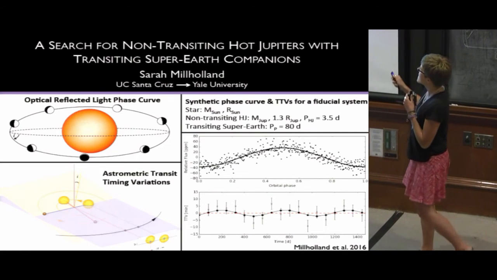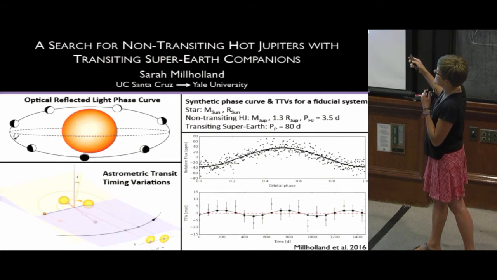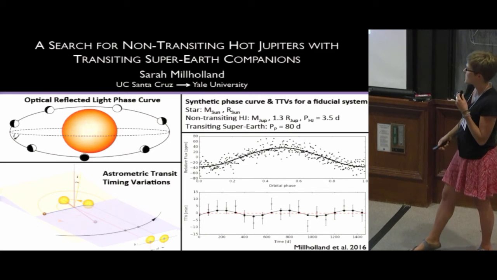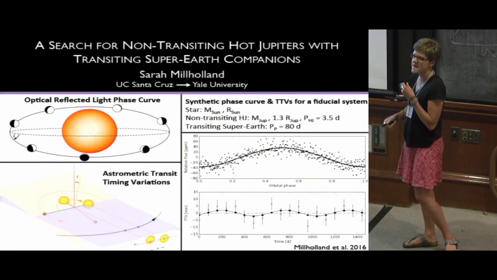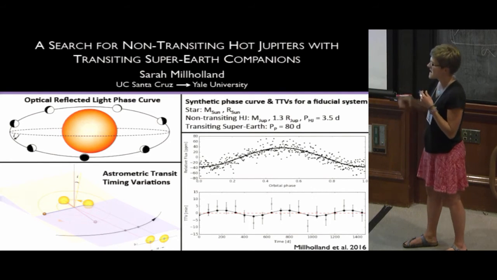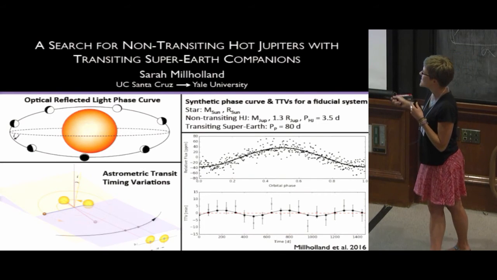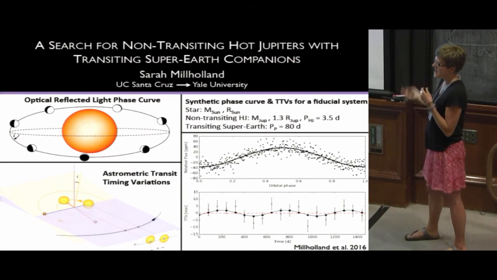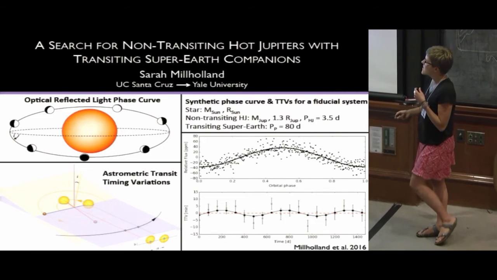Therefore, searching for non-transiting hot Jupiters in systems with transiting super-Earths offers a direct test of in situ formation theory. We recently published a paper that proposed a new technique for detecting systems of this type. We aim to detect 2 different measurements. The first is an optical reflected light phase curve for the non-transiting hot Jupiter, which has been detected for many transiting planets, but never before for a non-transiting one.